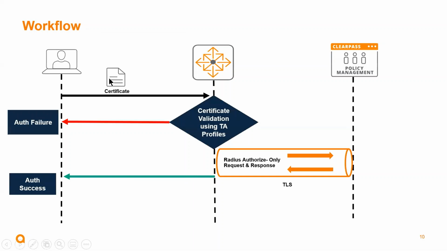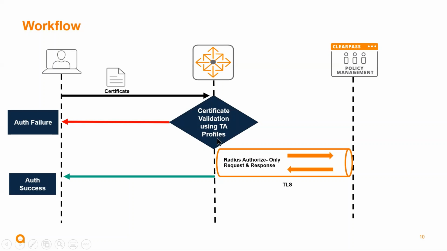So let's see the workflow of how this remote only feature works. So first, the user present in any of the client machines provides a certificate using the SSH client software installed in that client machine for SSH access. Once the certificate is provided, the switch validates the certificate against the configured TA profiles. So only then the next step, an authorize only request, is sent to the remote AAA server, that is a RADIUS server. If the certificate validation fails, the client is deemed an authentication failure and the SSH connection is denied.